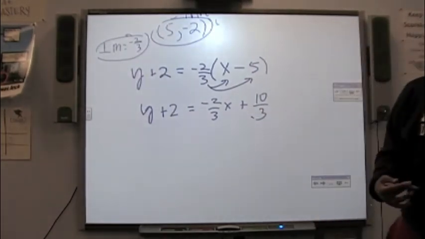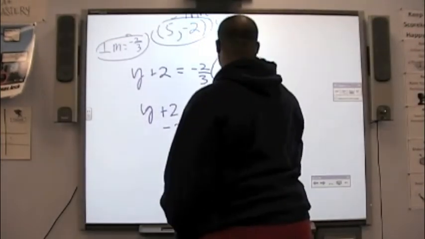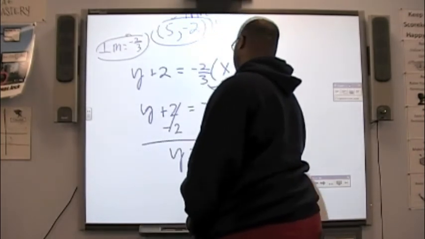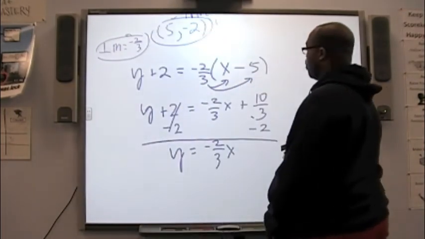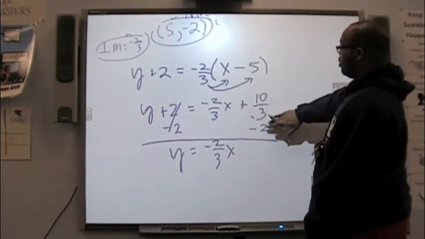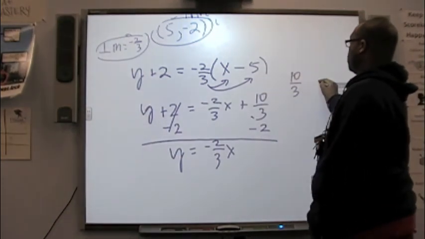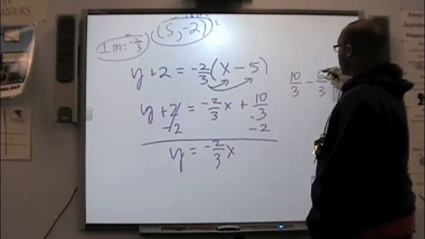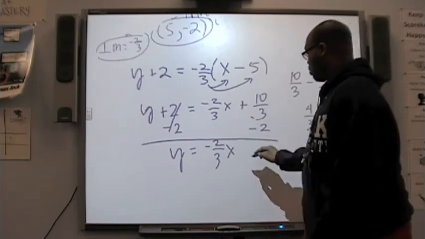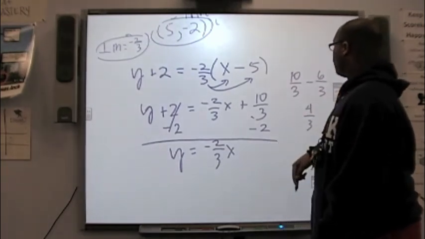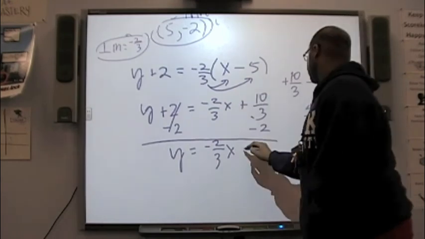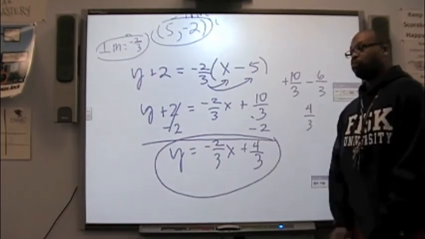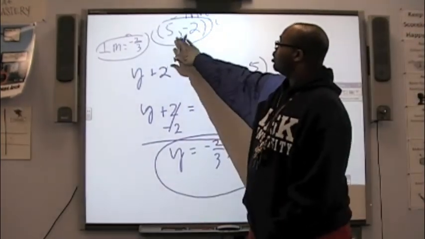Now I need to subtract 2 from both sides. And so I'm essentially then going to have 10/3 minus 2. Well, remember, 2 is the same as 6/3. And so that's really going to be 4/3. And that's going to be a positive 4/3 because 10 is higher. And that's going to be my line that is perpendicular and goes through this point.